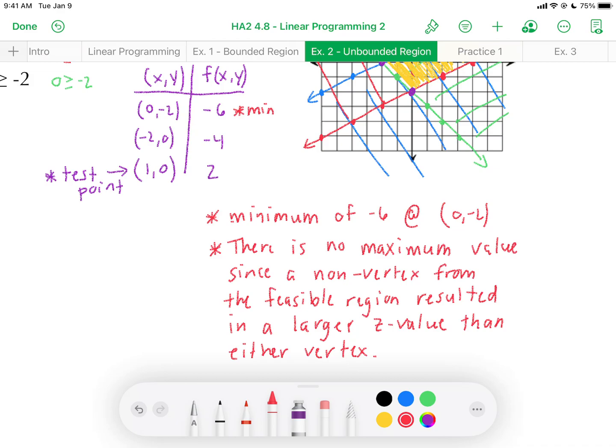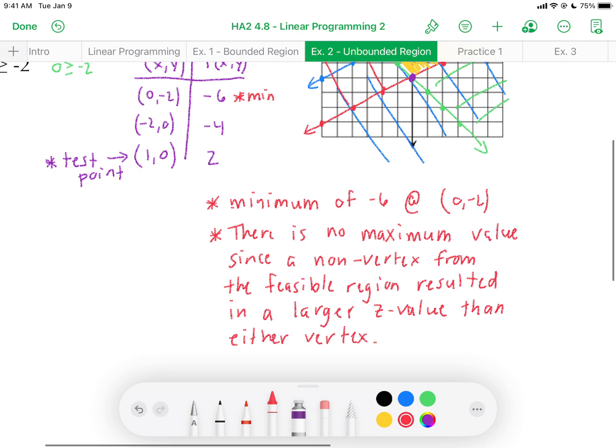Now, sometimes the test point that you pick ends up being inconclusive. If your test point gives you a number that's between the values that the vertices gave you, then that's inconclusive. You're looking for the test point to give you a result that's bigger than any of your vertices or smaller than all of your vertices gave you. So sometimes you might have to use more than one test point. Questions on that?